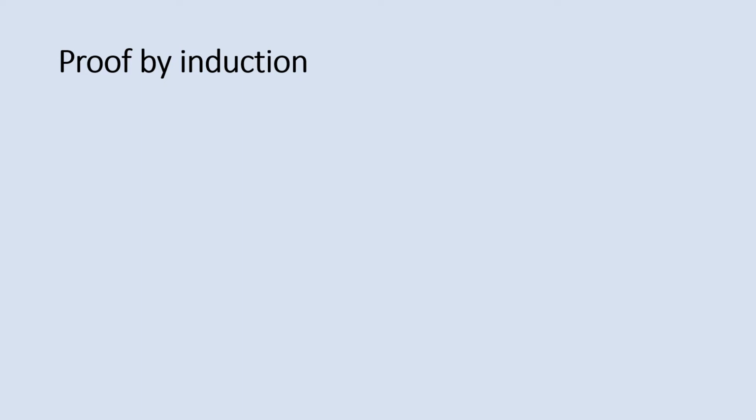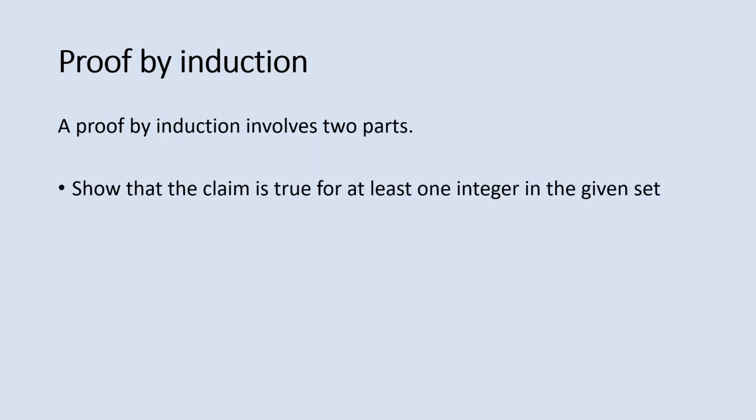We've seen some examples of problems where we need to prove these by induction, and a proof by induction involves two parts. First, we show that the claim that we're trying to prove is true for at least one integer in the given set that we're talking about. So again, we're talking about a set of integers. Usually we're talking maybe about all positive integers or all integers bigger than a particular number. And so we have to show that the claim is true for at least one of these. In particular, we show it's true for the smallest one of the numbers that we care about.